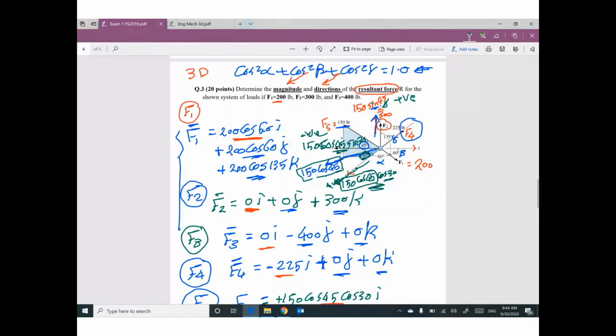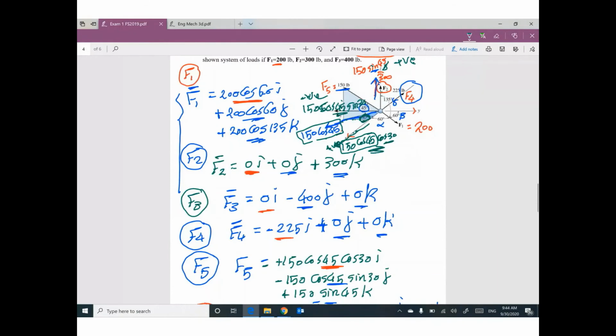If you go back to week number 4, module number 4, you will find all of these cases. Do you remember? Anyway, this problem.